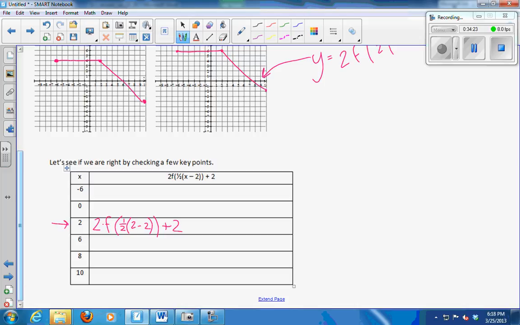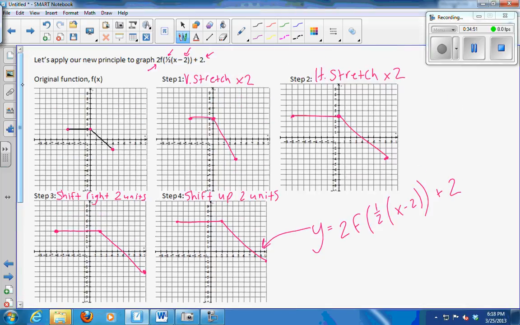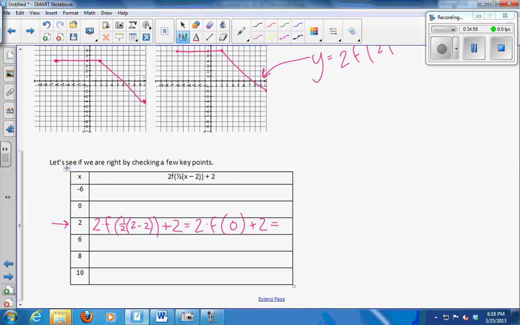So I'm just going to follow the order of operations here, and I get 2 times f of 1/2 times 0, which is 0, plus 2. And f of 0, how do I figure out what f of 0 is? Look at my original graph of f. Here's my original graph of f up here. f of 0, that's when x is 0. What's my y coordinate? 2. So I can replace f of 0 here with a 2. So this says 2 times 2 plus 2, which is 6.